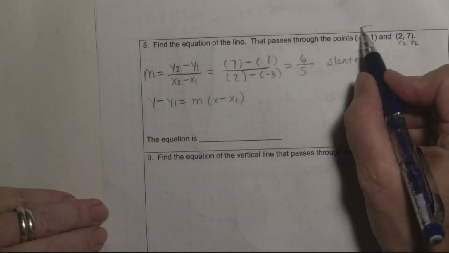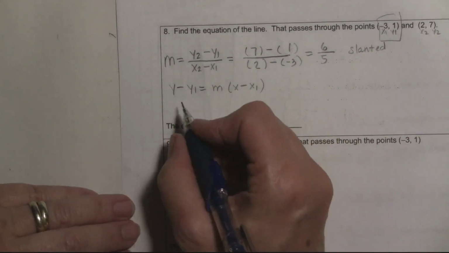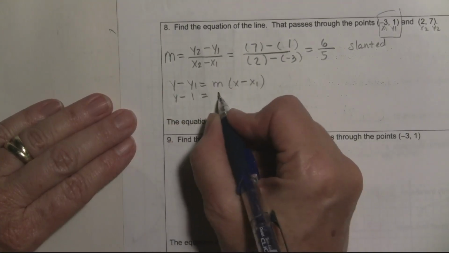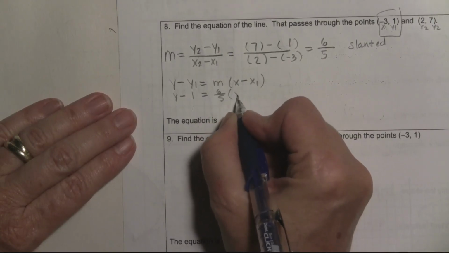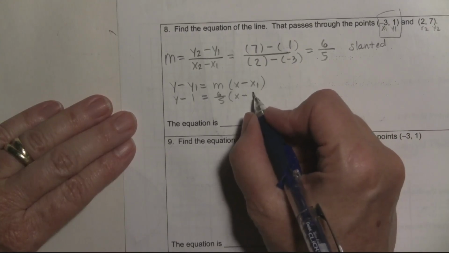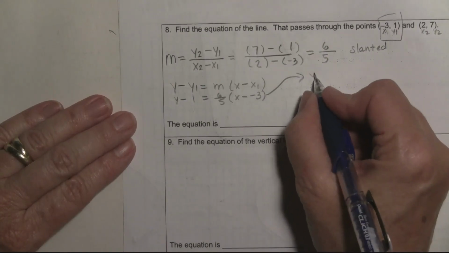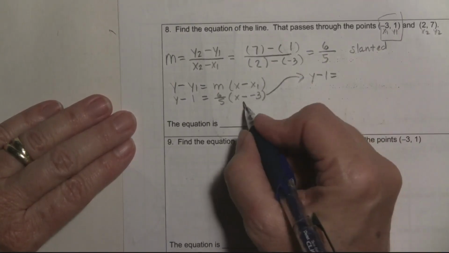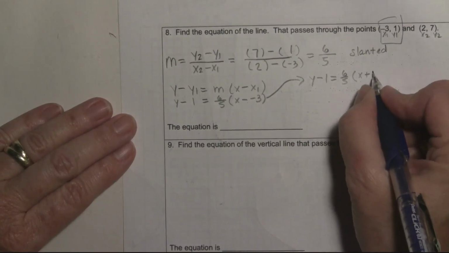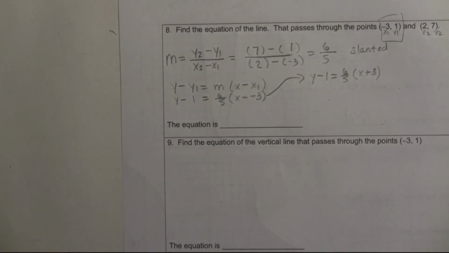I'm going to use this one just because it's labeled first, and there's nothing particularly wrong with it other than a little tiny negative, which I'll get over. So y minus 1 equals the slope 6/5 times x minus, and then what is my x1? -3. So when the dust clears, I'm out of room. I get y minus 1 equals, resolve the double negative, 6/5 times x plus 3. Yeah, I know. You could have resolved the double negative in your head. Go ahead. Do it. I double dog dare you.